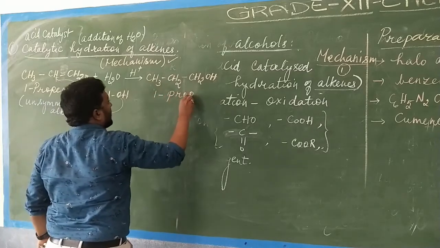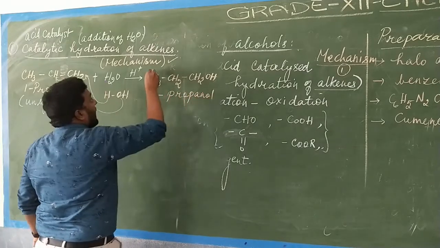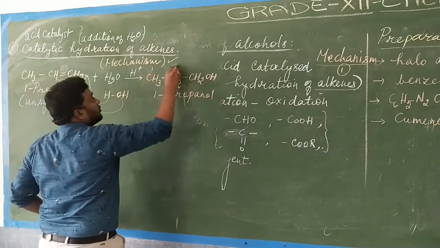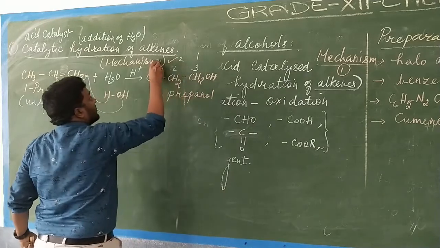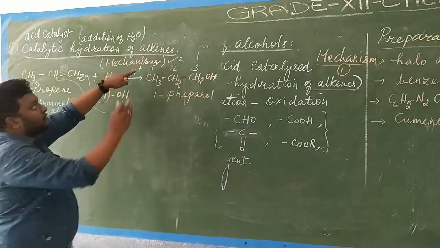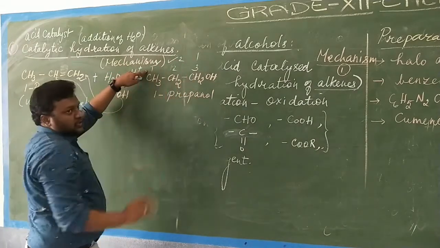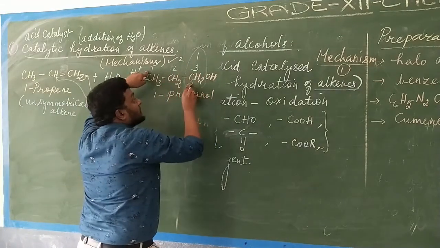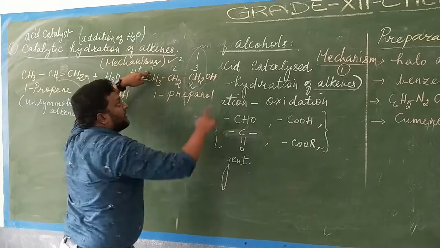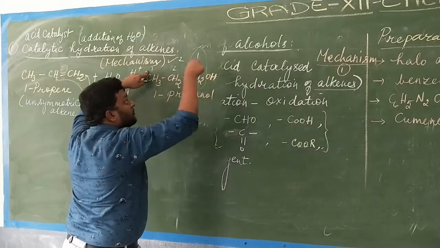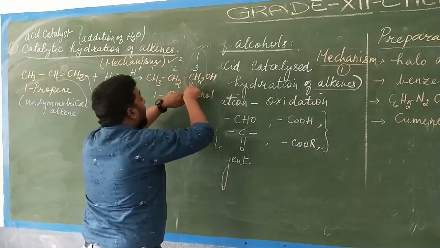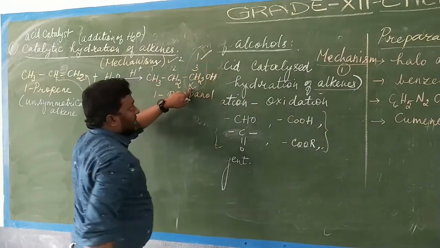So the product formed from this one is 1-propanol. Why have I taken it as 1-propanol? Again, you give the numbering. Here it becomes 1-2-3, and 1-2-3. Whenever you are giving numbering, you have to go from left to right, and also come from right to left. You have to consider the least numbering towards the alpha carbon. What is this alpha carbon? The carbon adjacent to it is called the alpha carbon, and for the alpha carbon you have to take the least numbering.